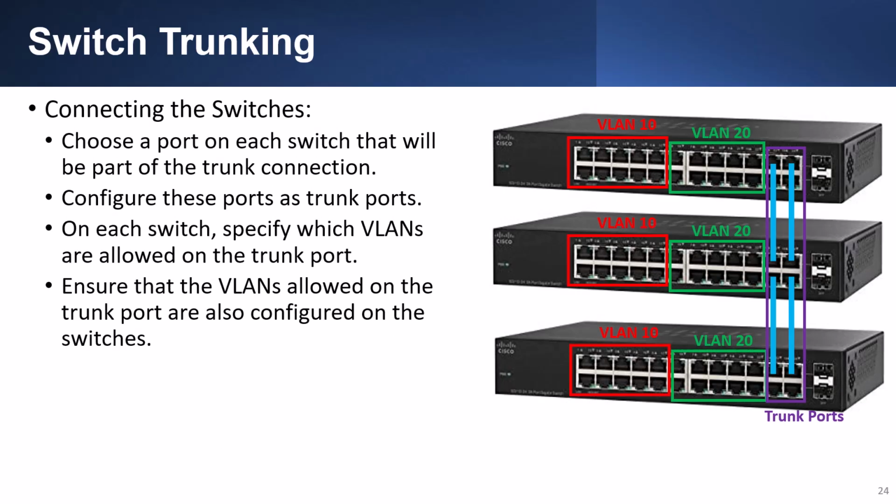Connecting the switches, you would choose a port on each switch that will be part of the trunk connection. You then configure these ports as trunk ports. On each switch, specify which VLANs are allowed on the trunk port. Ensure that the VLANs allowed on the trunk port are also configured on the switches.